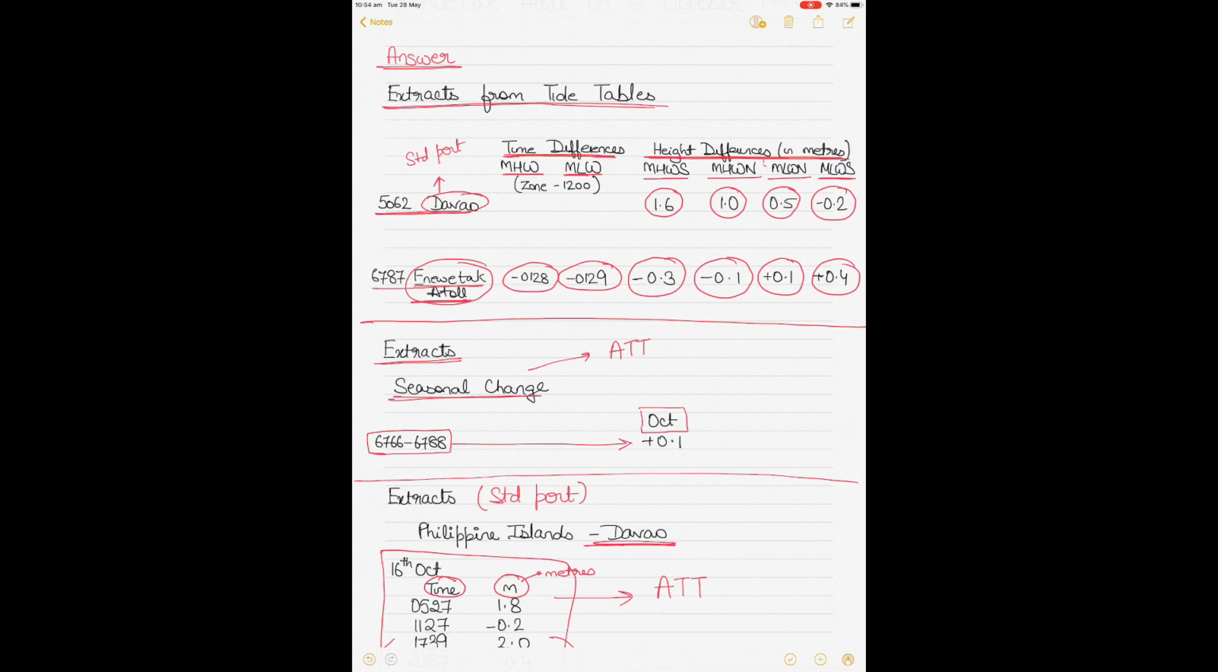So what I will do is I'll segregate the high water from the low water values. I will go below back into the proforma, and for every high water of 1.6, I will write down the corresponding height difference for the secondary port, that will be minus 0.3. Similarly for 1 it will be minus 0.1, for 0.5 it will be plus 0.1, and for minus 0.2 it will be 0.4. So this is how I'll write it down first, and then I'll show you how to do the interpolation.